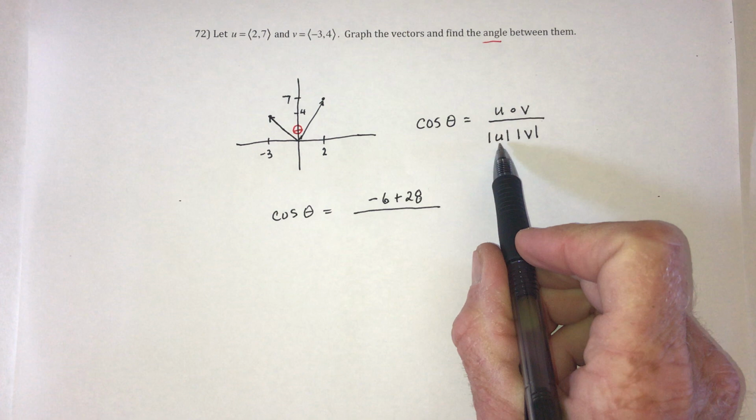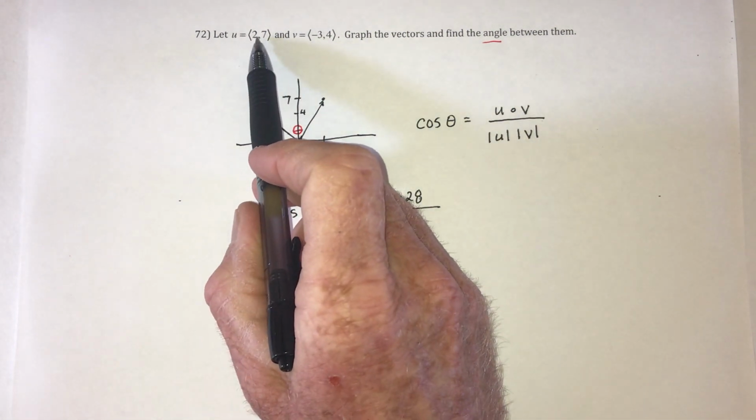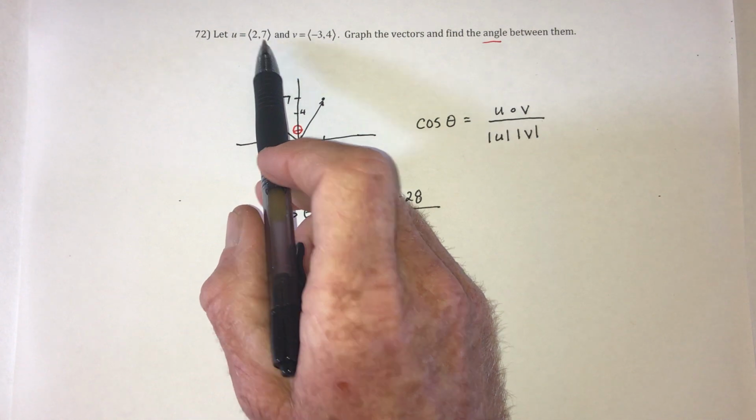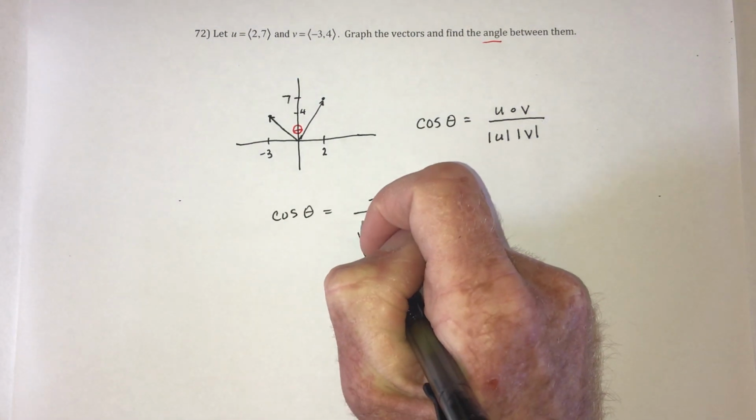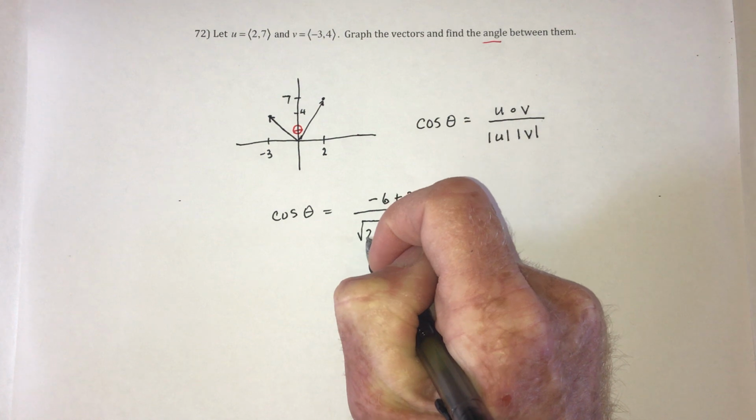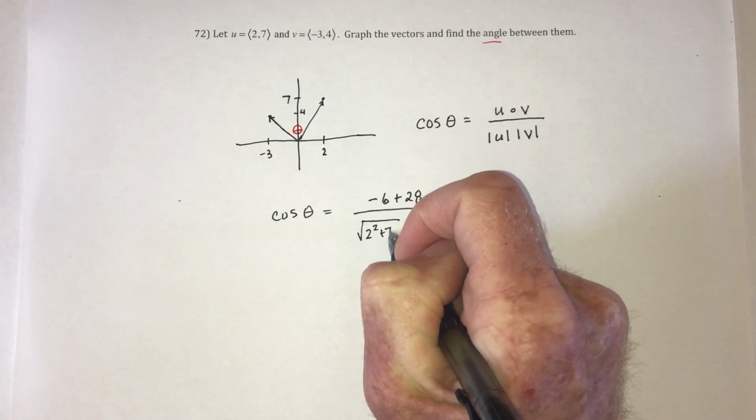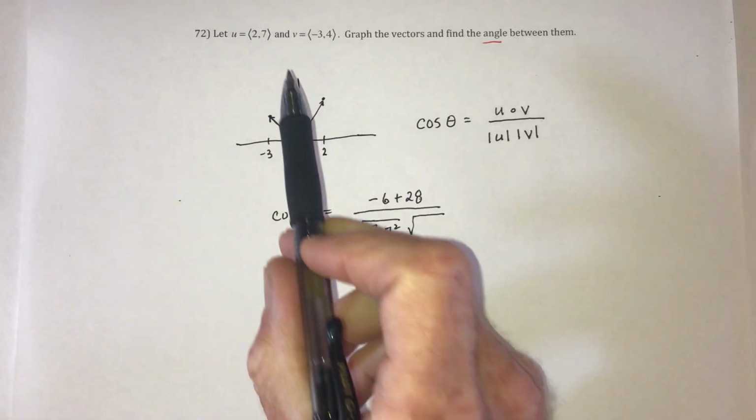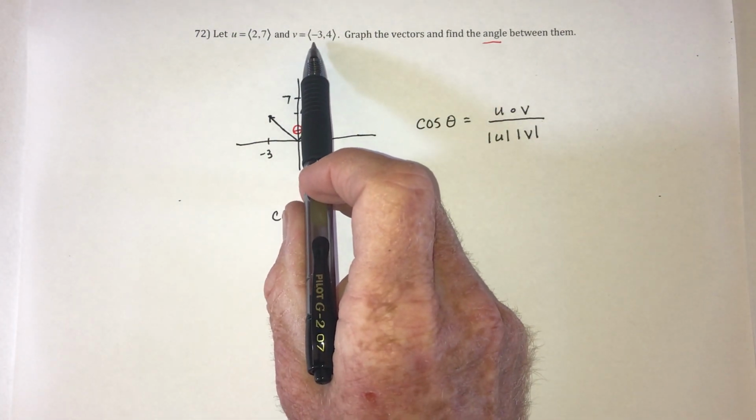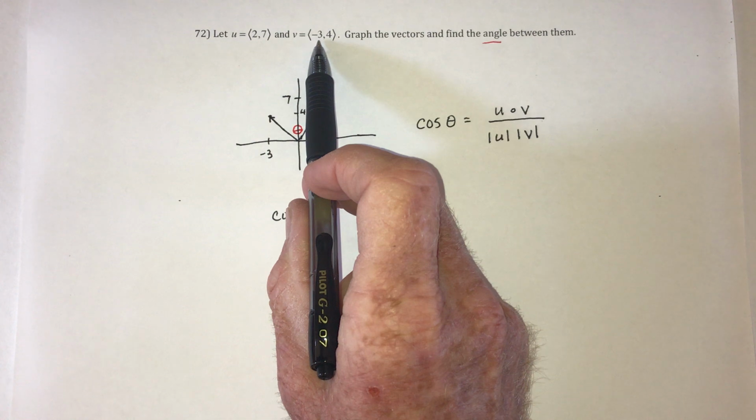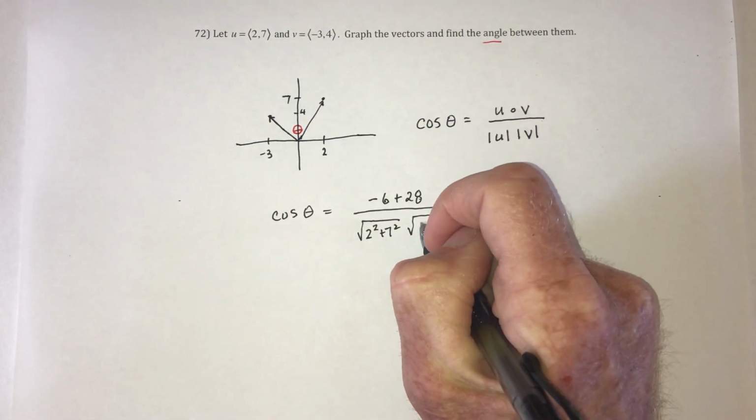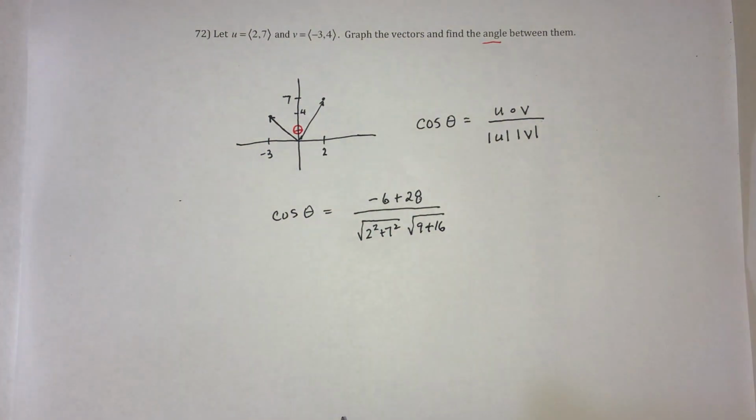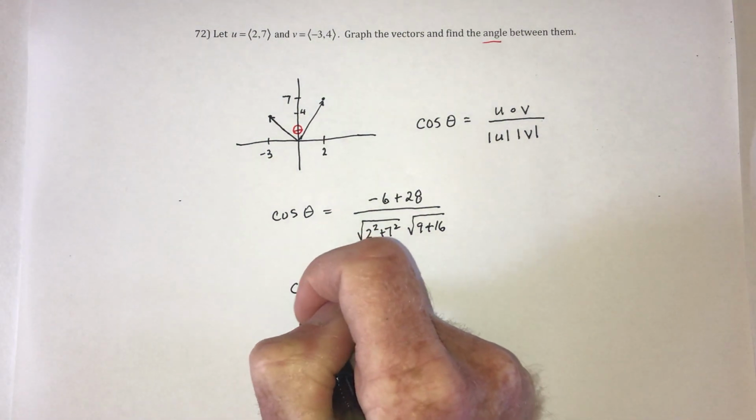For the length of the vector, what you do is square each of its components, so 2 squared plus 7 squared, and take the square root of that. So the square root of 2 squared plus 7 squared. And then do the same thing for v. So if you square this, it's going to be 9 plus 16. And I suppose that I could simplify it a little bit.